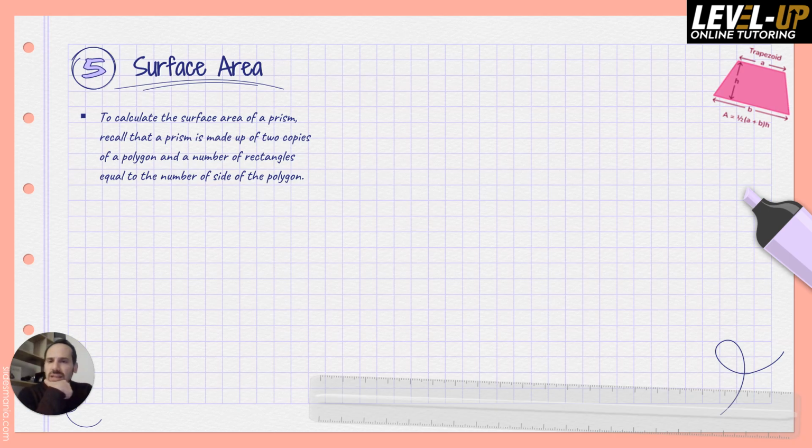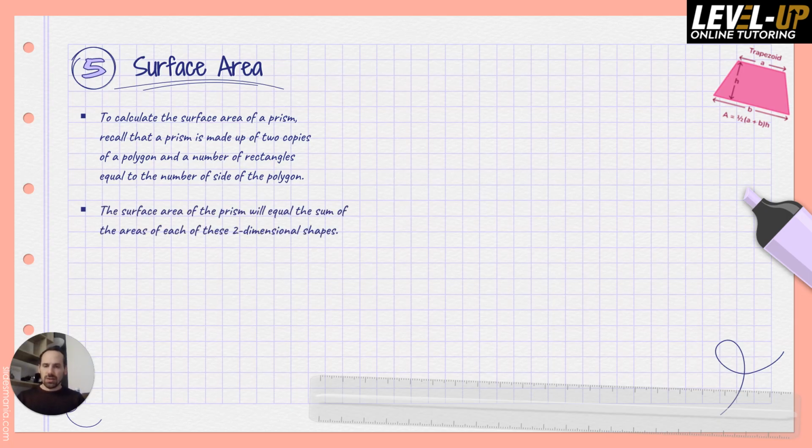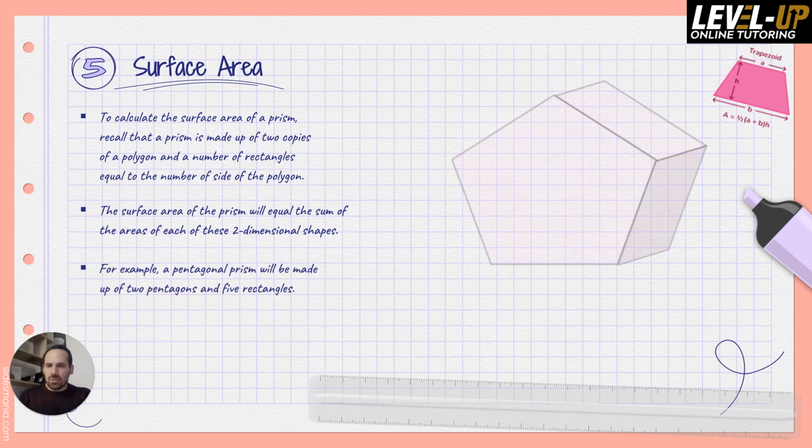Right, so here, let's look at calculating the surface area of a prism. Recall a prism is made up of two copies of a polygon and then a series of rectangles that are joining up each of the edges of those polygons. So the edges are just the sides. The surface area will equal the sum of all the areas of those two-dimensional shapes.